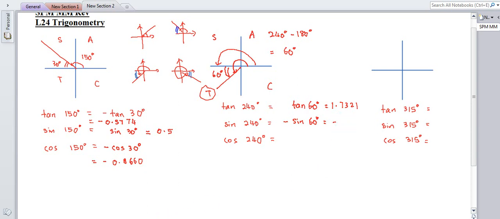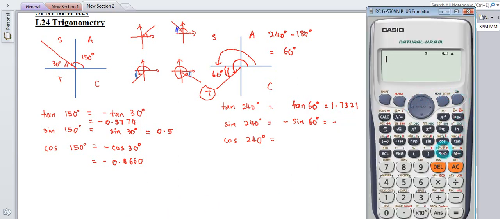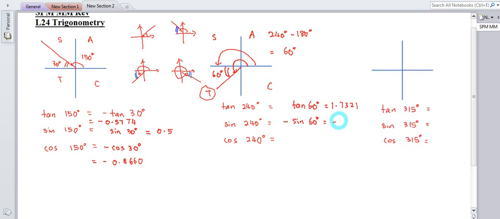Let me press again, to check. So sine 60, oops, it's my mistake. It should be negative 0.8660. Okay, negative 0.8660.